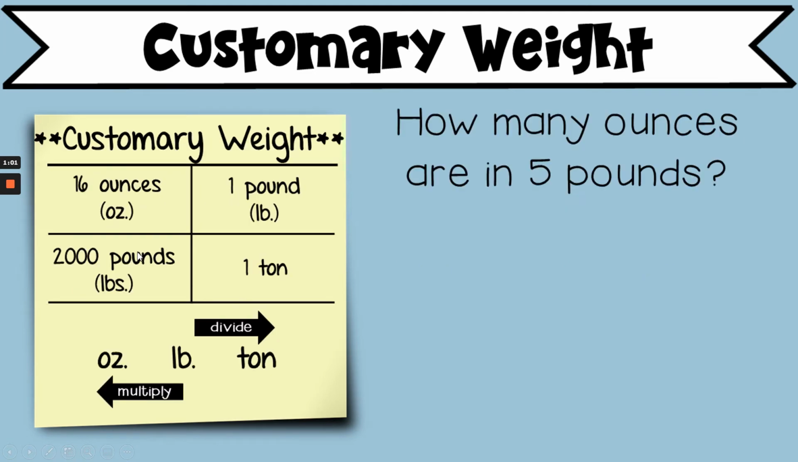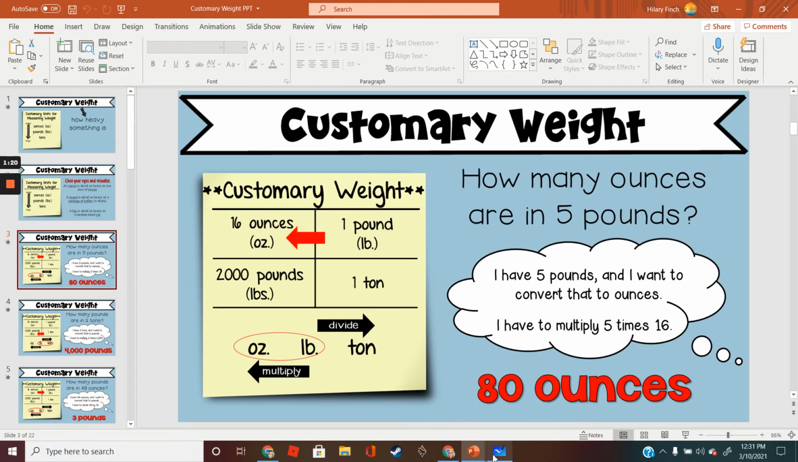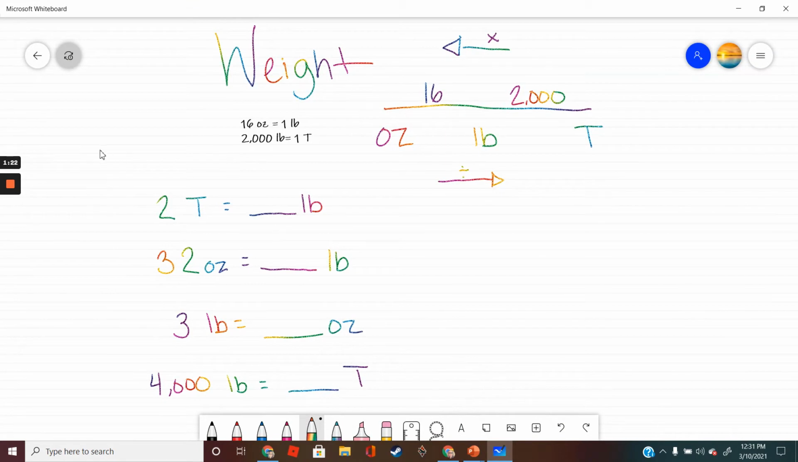All right, so quick review. Here's what we need to know: 16 ounces is equal to 1 pound and 2,000 pounds is equal to 1 ton. Right? So I'm going to pull out of here and open up my whiteboard. All right, and here I have our whole thing set up and ready to go. We'll go back to the slideshow in just a minute, but let's explore.